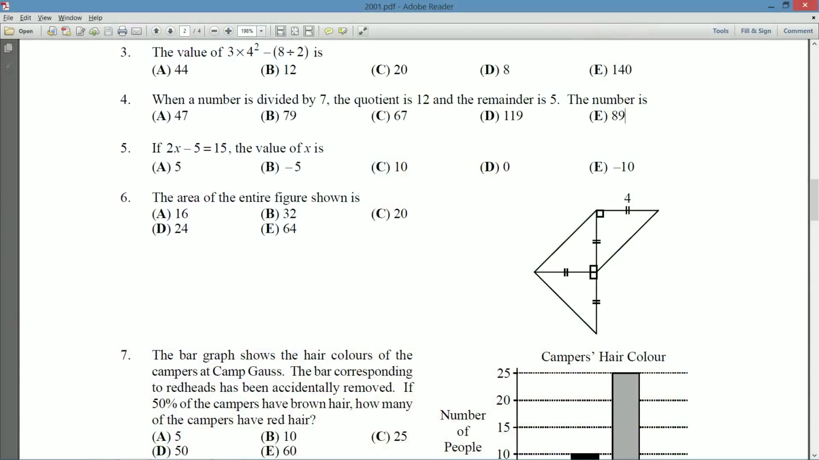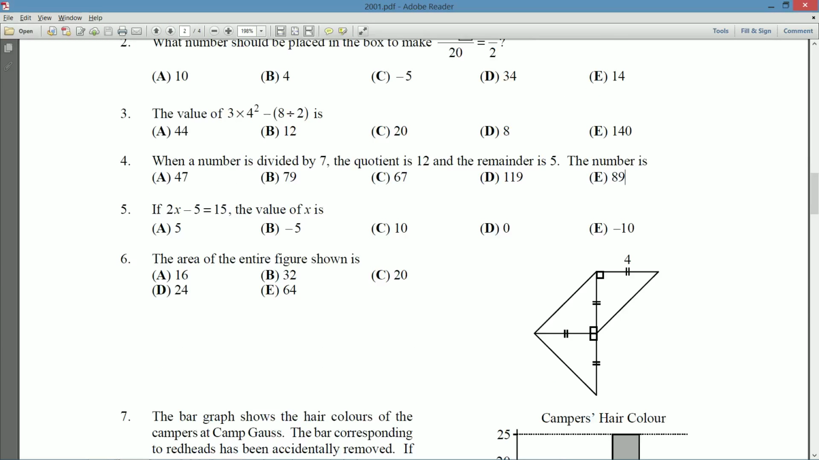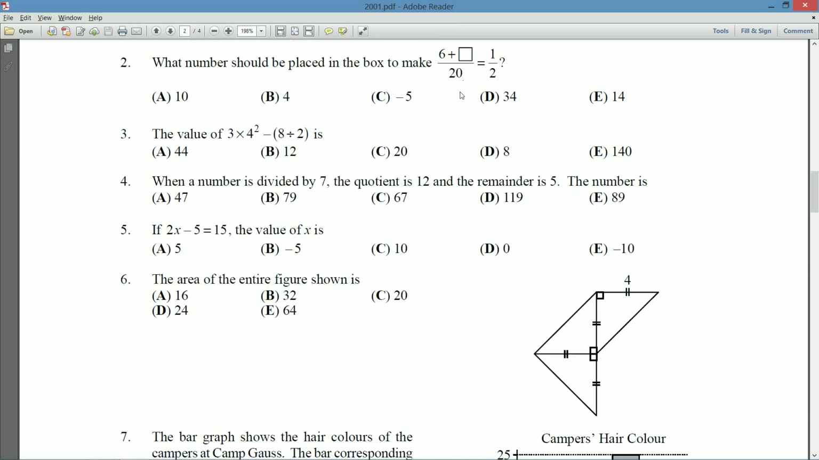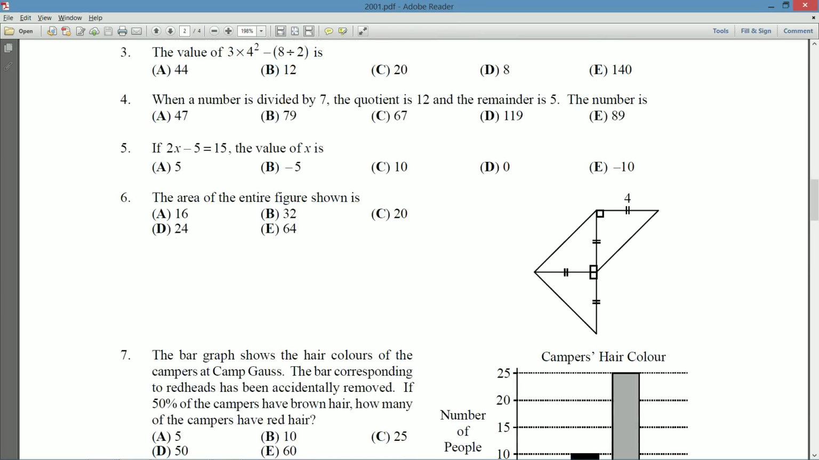Now, this is very similar to a question we did a little while ago, question number 2. In question number 2 we had this box, and it stood in place of a number. We had to figure out what number should go in the box. I mentioned at the time that that's just a sneaky way of doing algebra. Well, now we have an actual question that uses algebra. So here we have a value of x, and it's basically standing in for that box. So 2x minus 5 equals 15.